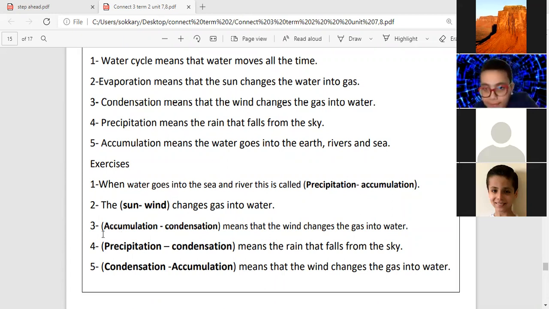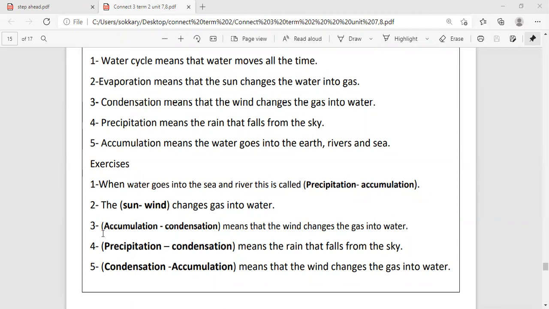Adam Arif, number two. Silence, please, students. Do you know where we are? Do you know where is number two? Yes. Read an answer, please. Wind. Thank you.